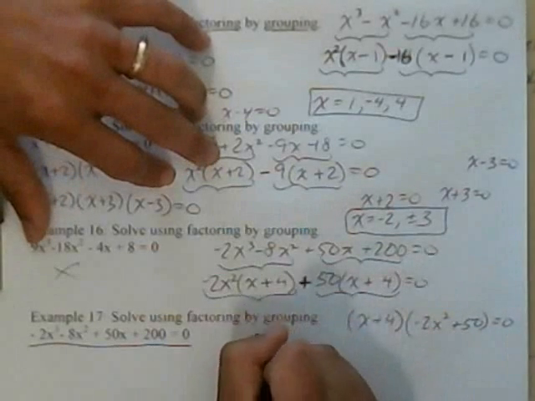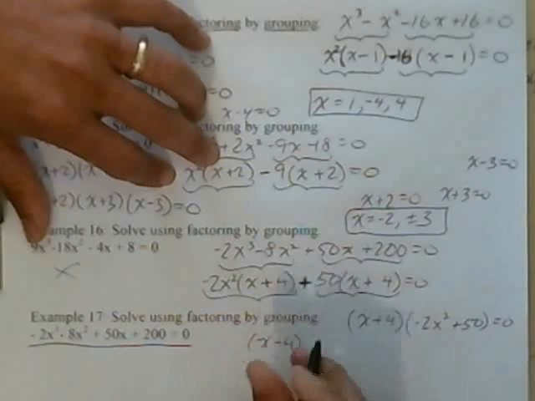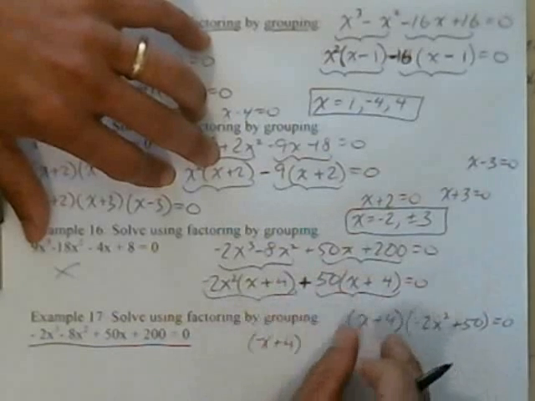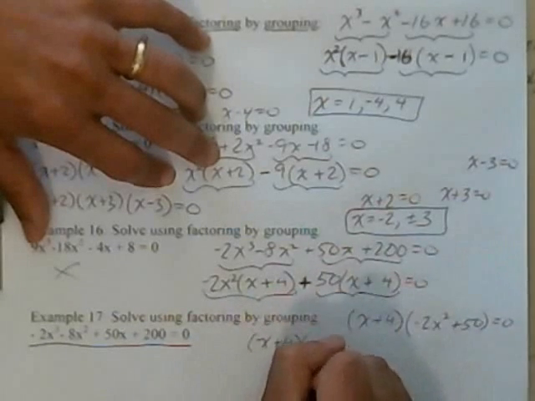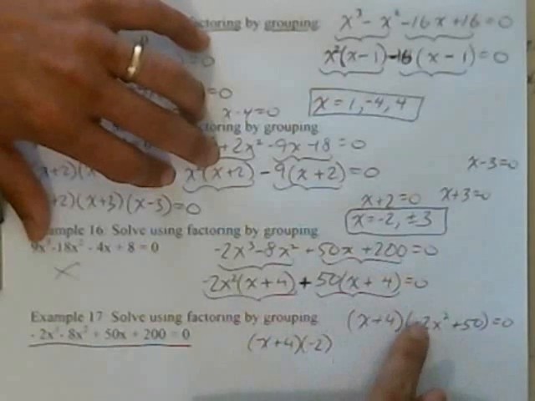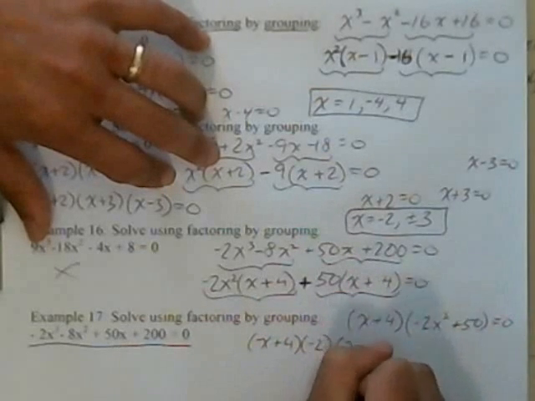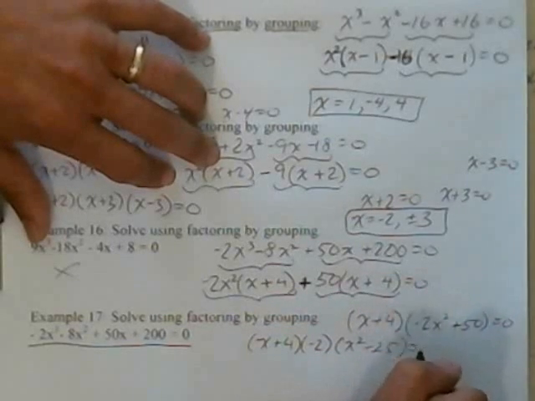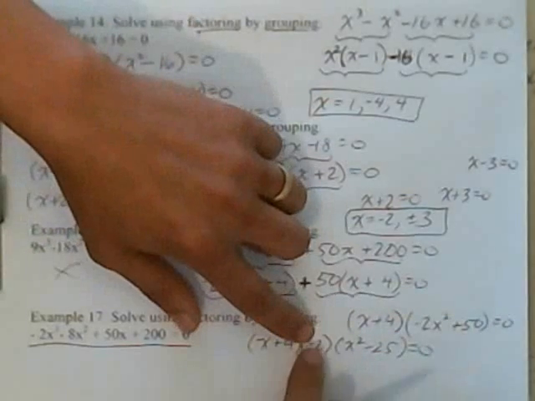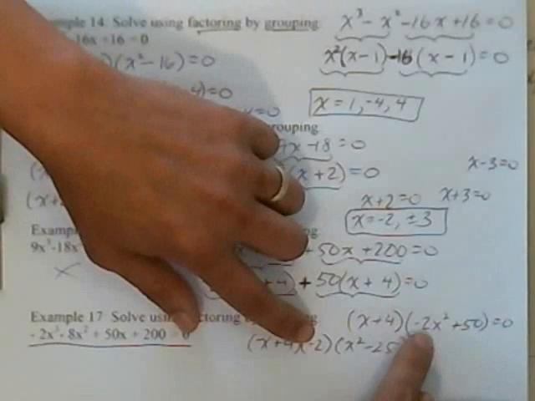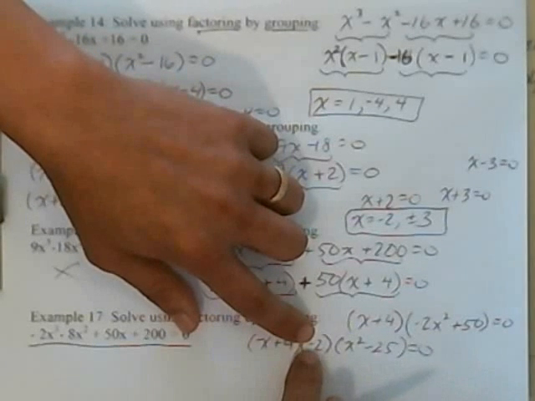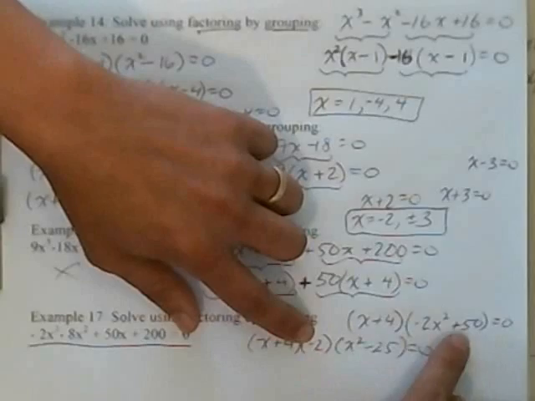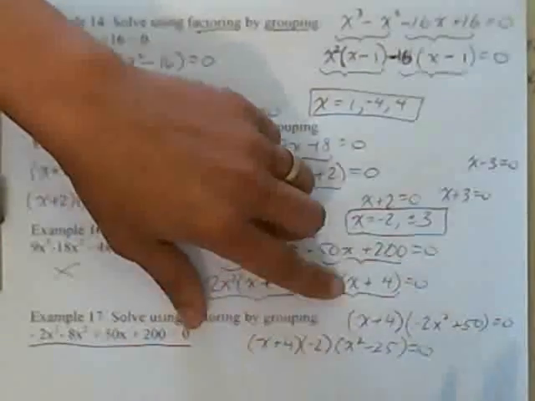So let's redo this one. X plus 4, write the plus 4. Just rewrite it. We're going to factor out a negative 2 here, and you end up with x squared minus 25 equals 0. Notice if I distribute this out, I get negative 2x squared. Distribute a negative 25, I get plus 50 equals 0.